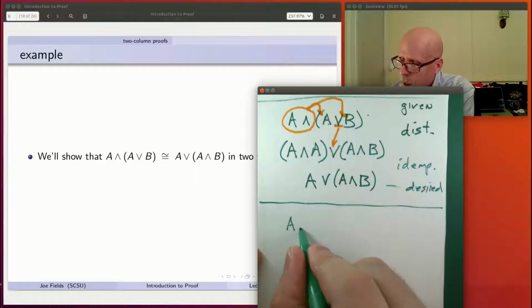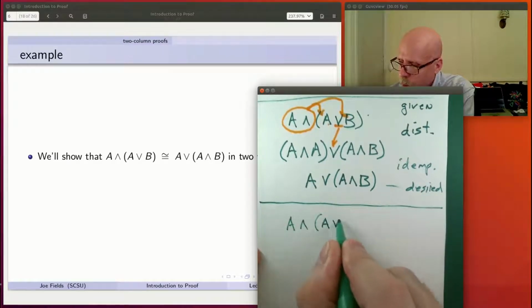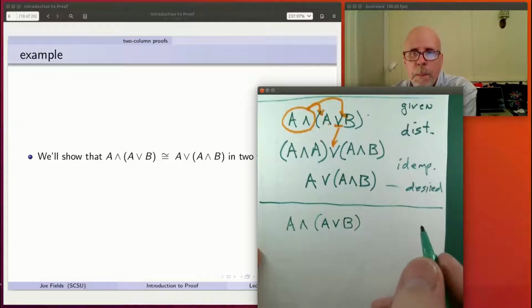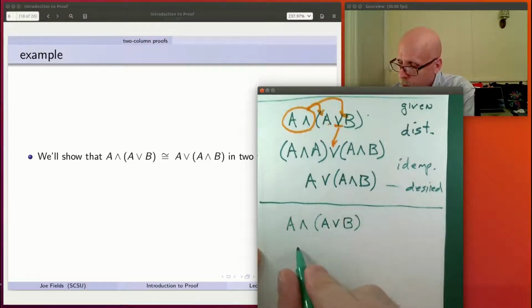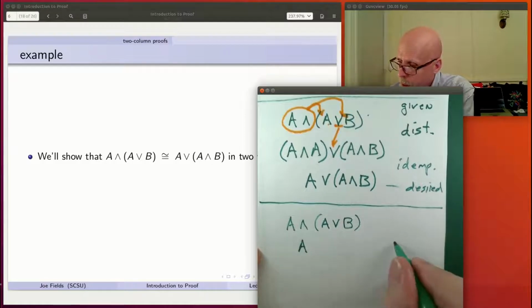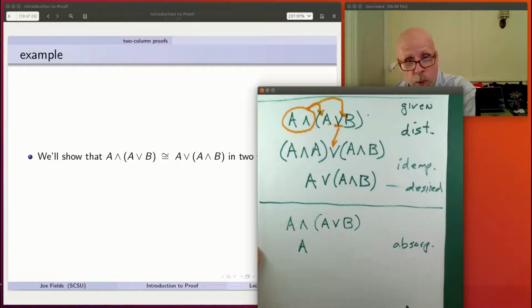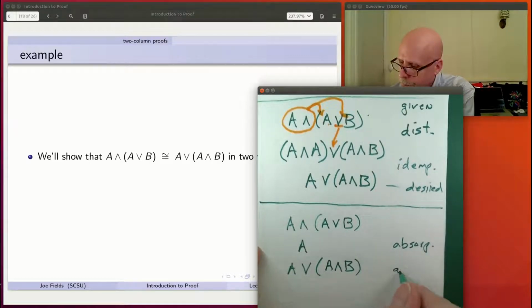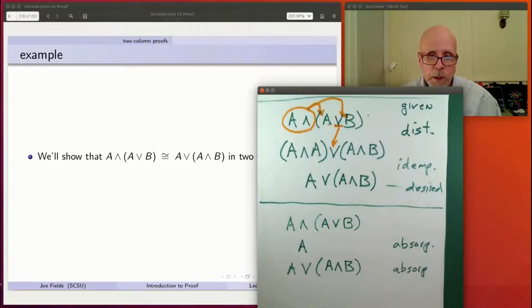You see, A ANDed with A or B, we could have also used the absorption principle. So that's equivalent to just A, and that's absorption. And then also by absorption, that's equivalent to the other version of absorption. The disjunctive form is A ORed with A and B. So just two applications of absorption get us to that same thing.